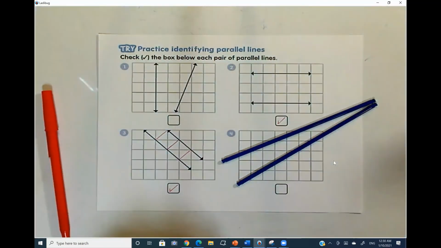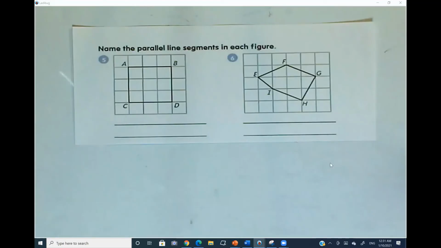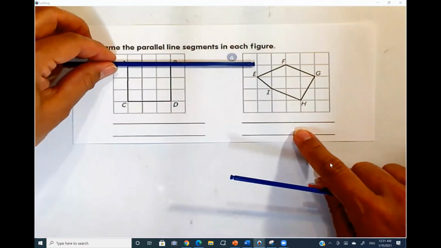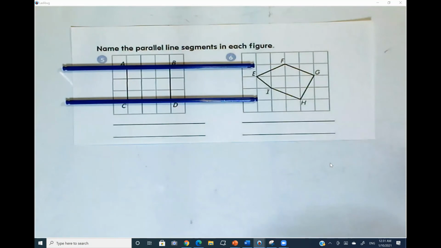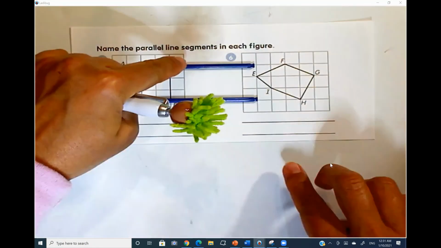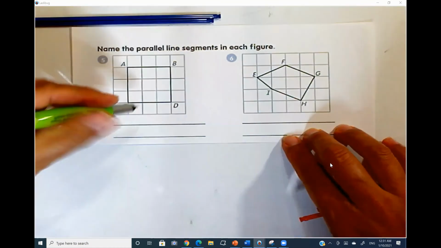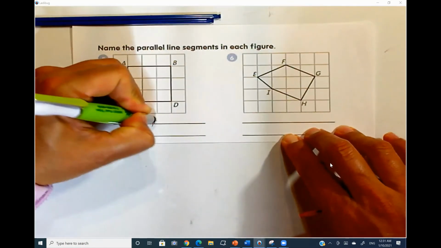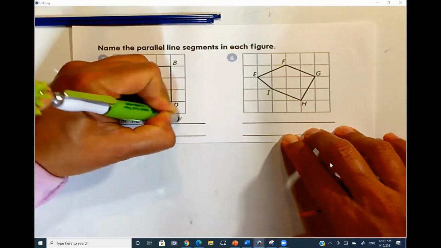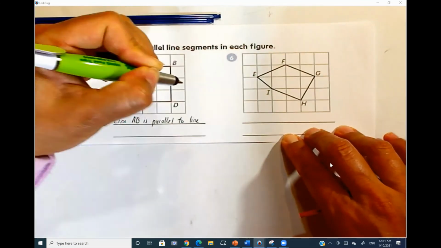Let's do the last example using some shapes. To find parallel lines in figures, you have to remember they have to be opposite, like A and B, and C and D. I can notice they are parallel. So I can write the sentence explaining that. So let's write: line AB is parallel to line CD.